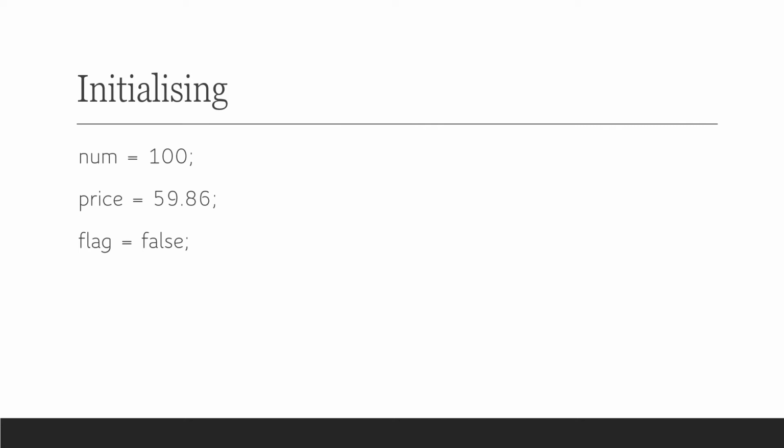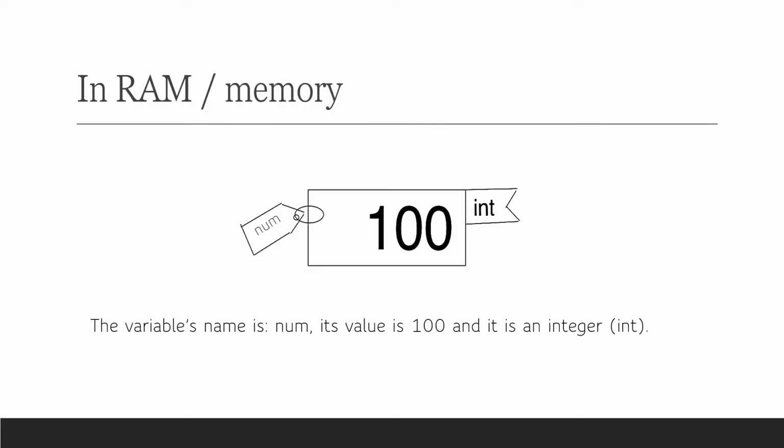And remember that the equal sign is also called the assignment operator. So here we talk about assigning a value, like 100 is assigned to the variable num. In RAM or memory, this is what it would look like. So we'd have our little variable called num, and inside the box in RAM, the value 100 is stored, and it's got a little label. It's an integer type. So all three of those bits of information are important for Java to know how to work with this data.